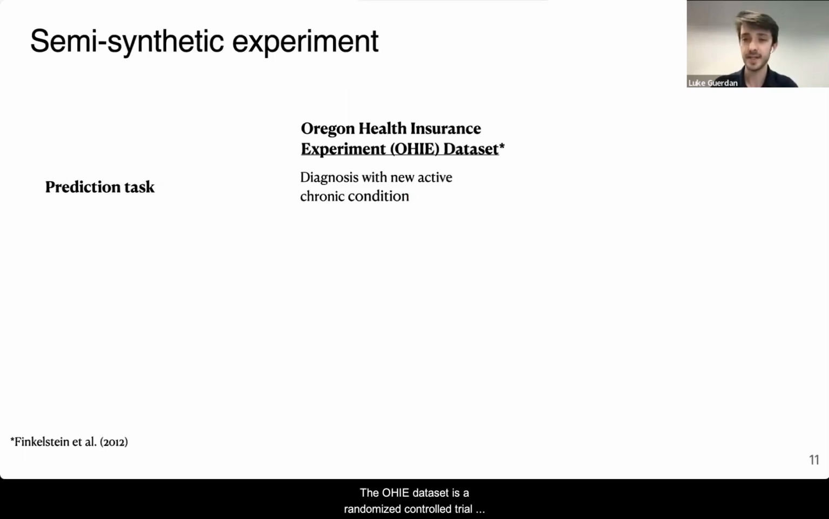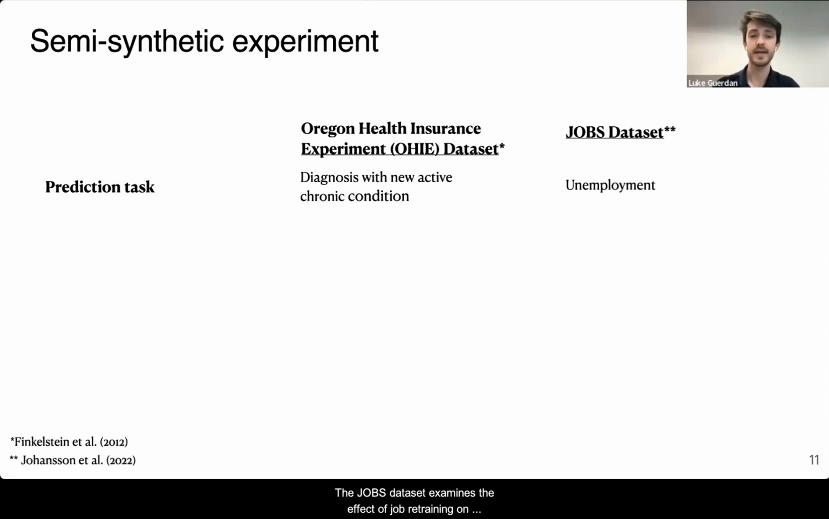We also conduct an additional evaluation with semi-synthetic data from the healthcare and employment domains. The Oregon Health Insurance data set is a randomized controlled trial examining the effect of Medicare enrollment on downstream health outcomes. And we predict diagnosis with a new active chronic condition 1 year after Medicare enrollment in a lottery, which serves as our treatment variable. The jobs data set examines the effect of job retraining on unemployment outcomes.